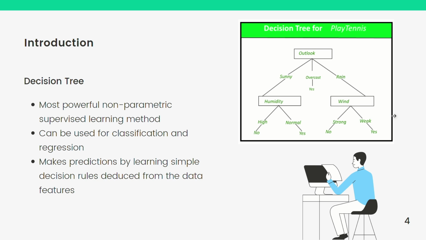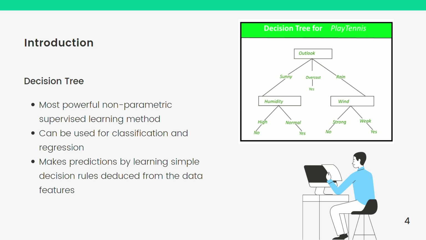So let us begin with the introduction. So decision tree is one of the most powerful non-parametric supervised learning methods, and it can be used for both classification as well as regression. That means that for classification, something like a yes or no, or somewhere you have to classify some things into a limited number of types, whereas regression is where you need a continuous value, like predicting some kind of a price maybe, or a number.